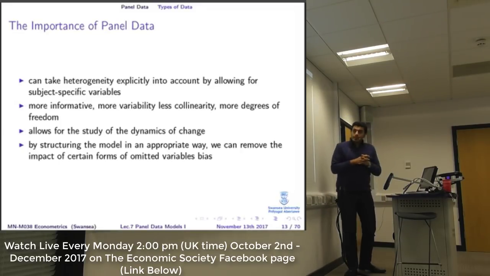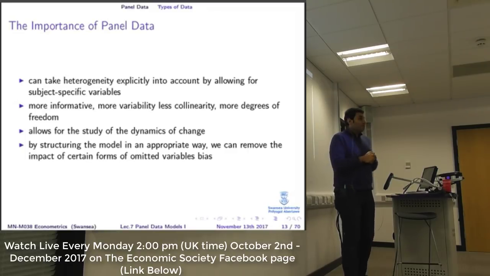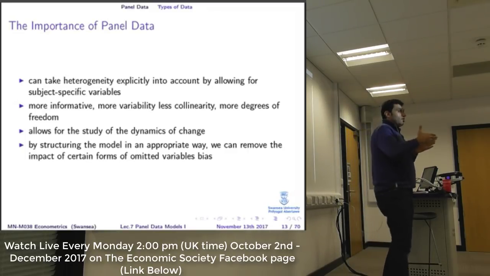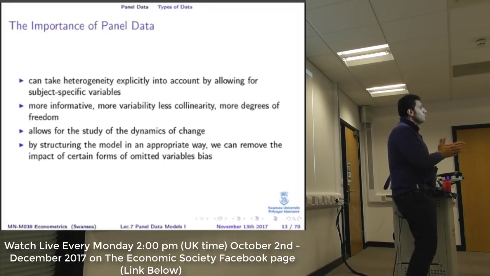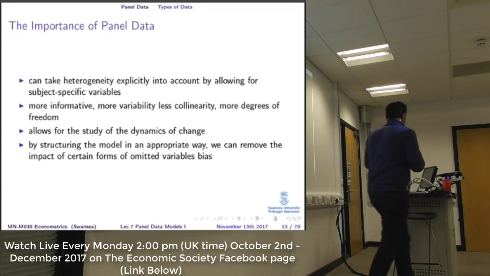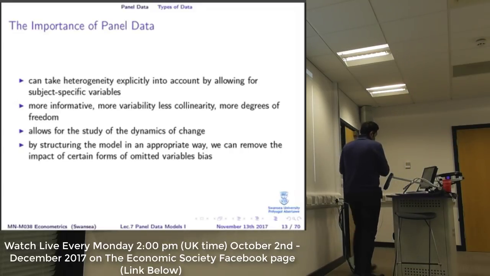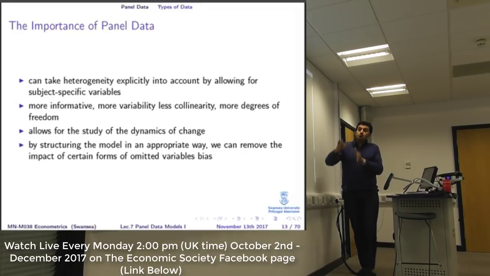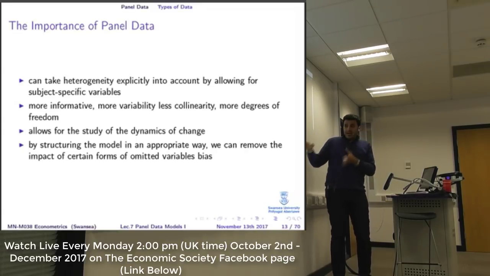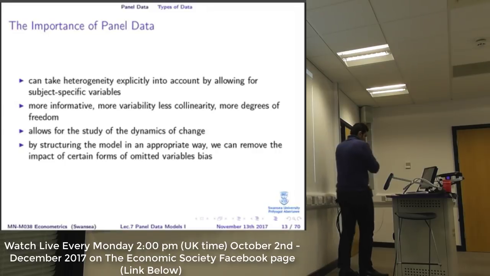Again, it also allows for the study of the dynamics of change. So rather than looking at how the variable behaves just over time or across sections, you actually look at it over time and cross section as well. This explains more of the dynamics of the data in hand, or the variables of interest.